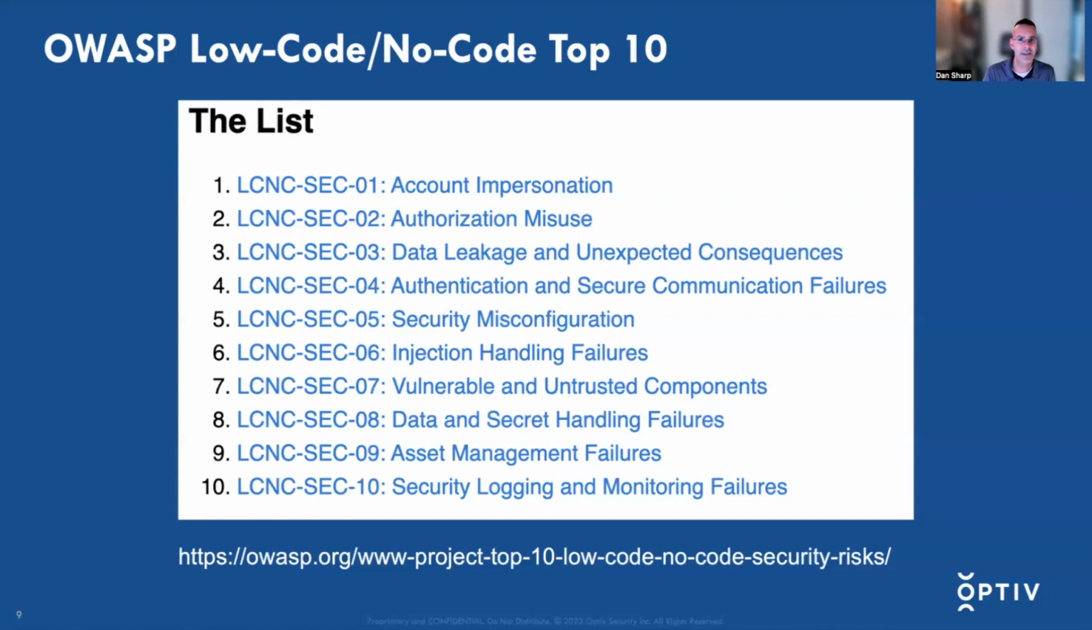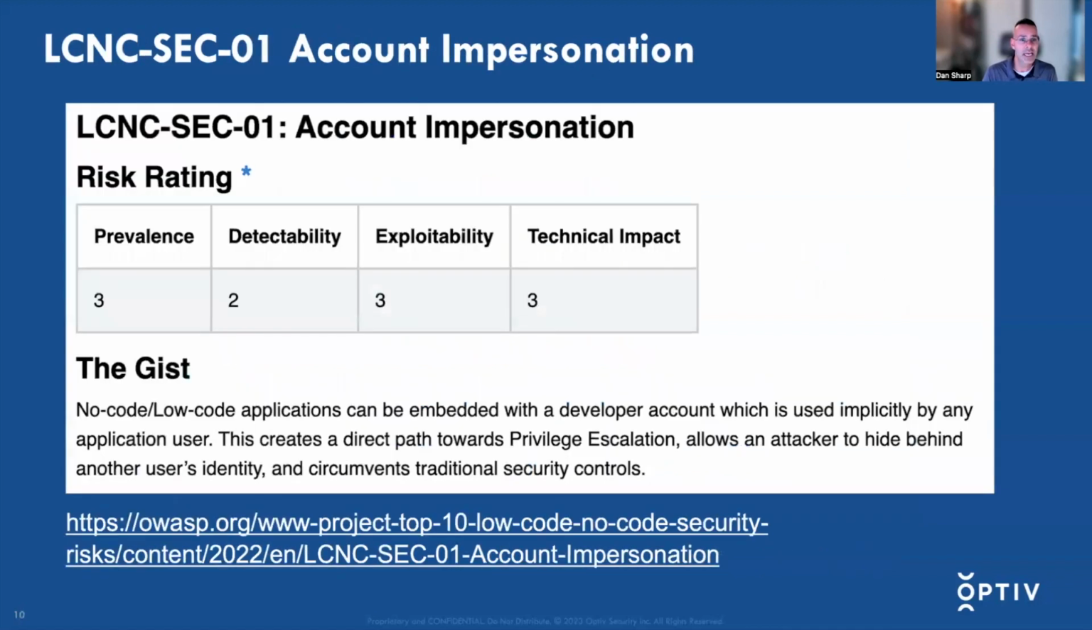And to dive into that a little bit further, it does state that a lot of these no-code, low-code applications can embed the citizen developer's account information, which is then used by any of the application users. If you're not familiar with the risk rating within the OWASP Top 10, the range is from low, which is a 1, to high, which is a 3. So you can see that 3 being the very highest, this is the highest risk possible for prevalence, exploitability, and technical impact.